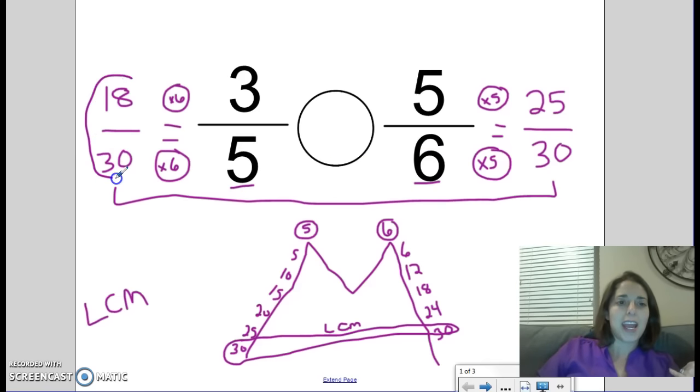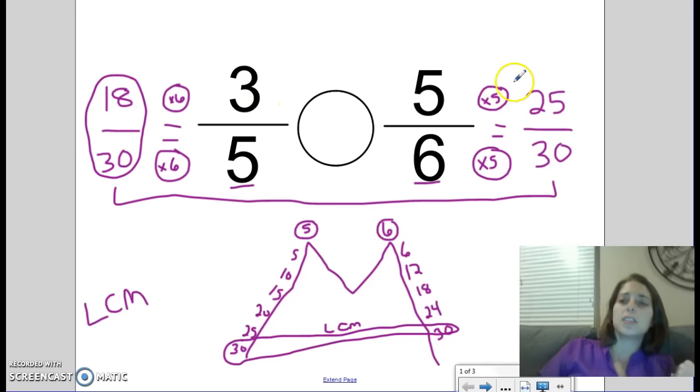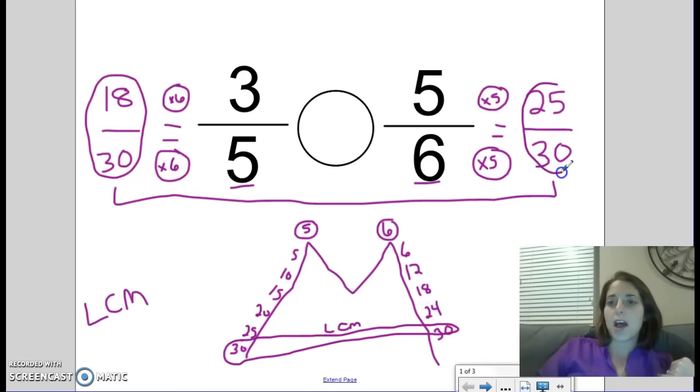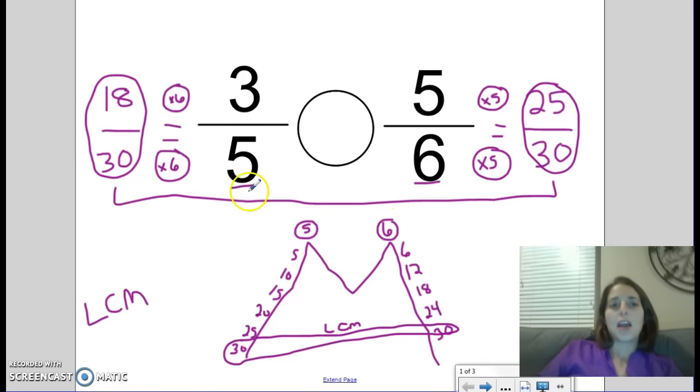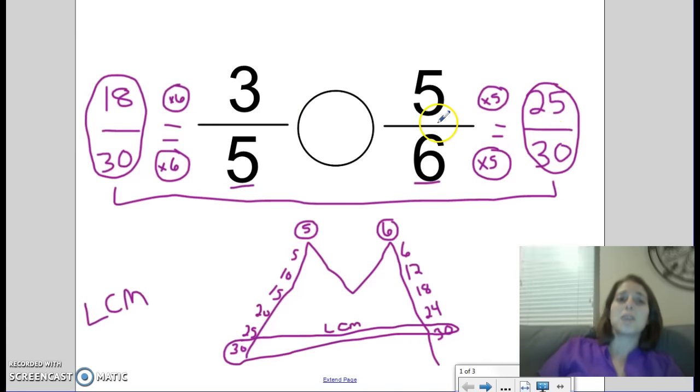I'm now comparing 18/30ths to 25/30ths. And I know that if I eat 25 out of 30 pieces of cake, I've had more cake than if I only ate 18 out of 30 pieces of cake.